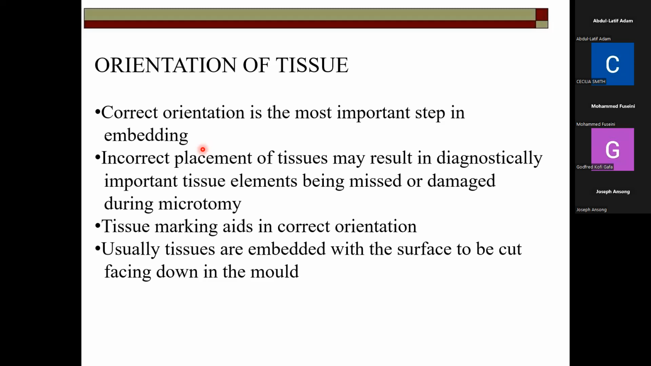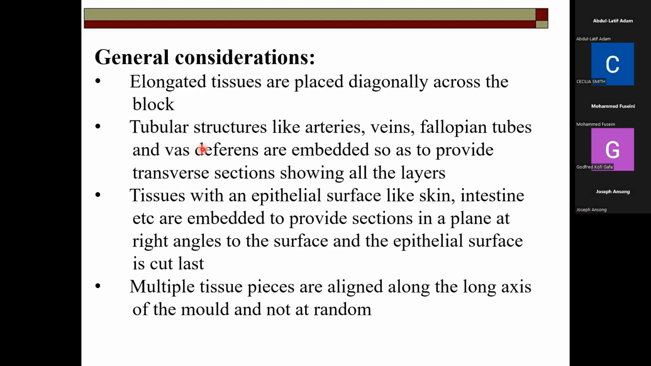Okay, if you take appendix, you embed flat and on edge because you want to know if the tumor is just in the mucosa or it has gone deep into the tissue. So you have the flat one and then you have the one on edge where you see the layers. Okay. If you have any question, please prompt me and let me explain it to you.